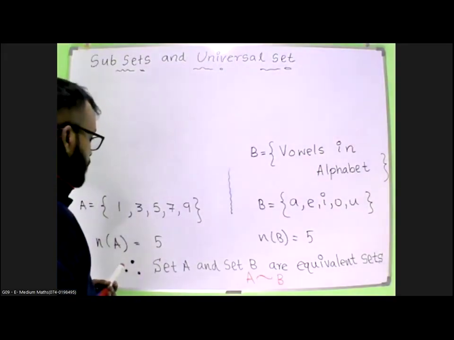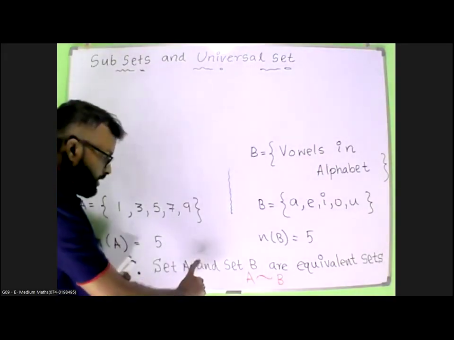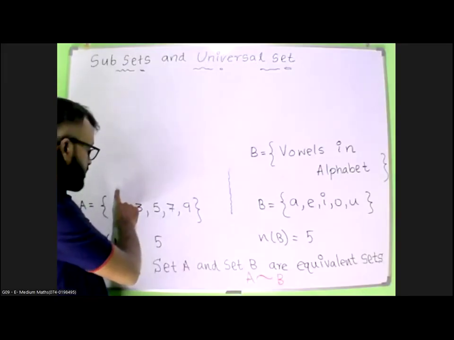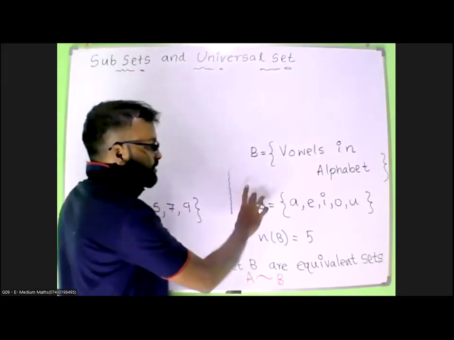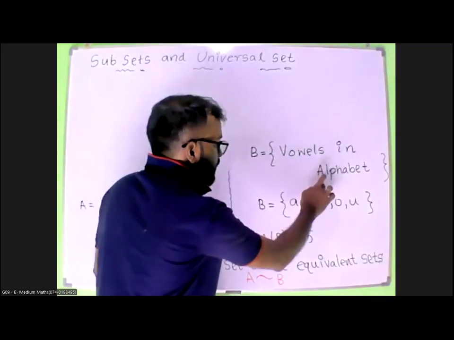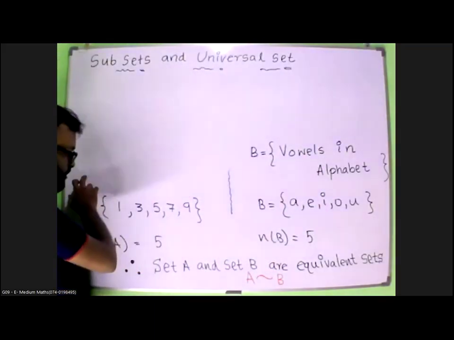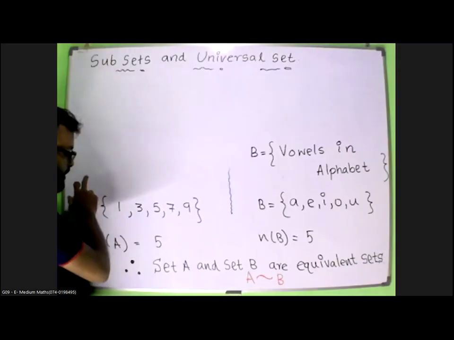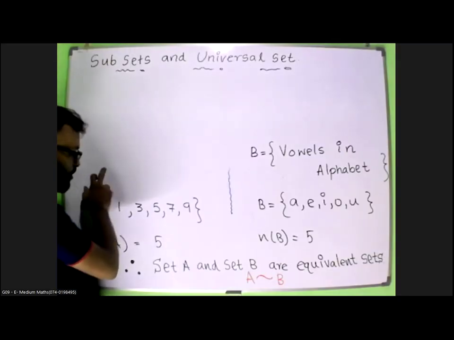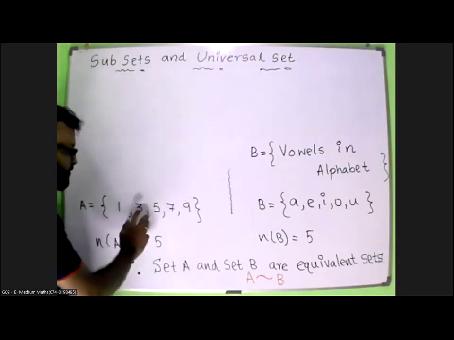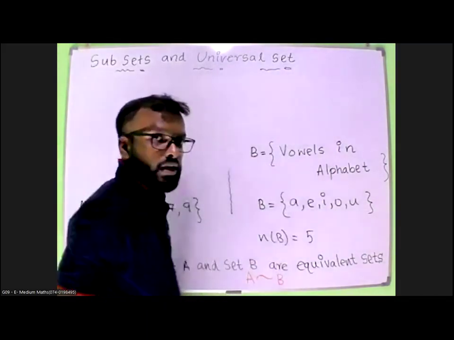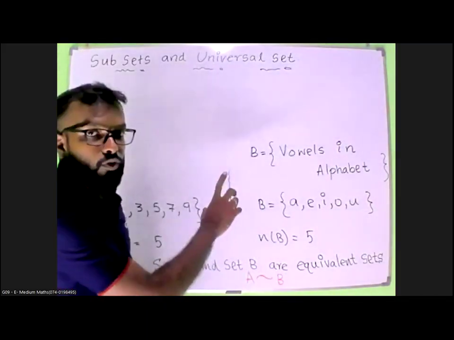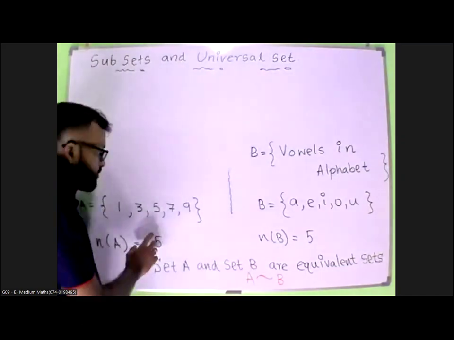So this is what I have explained earlier. A is a set and B is a set. B is vowels in the alphabet and A is odd numbers between 0 and 10: 1, 3, 5, 7, 9, and vowels in the alphabet: A, E, I, O, U. So this is an example for equivalent sets.